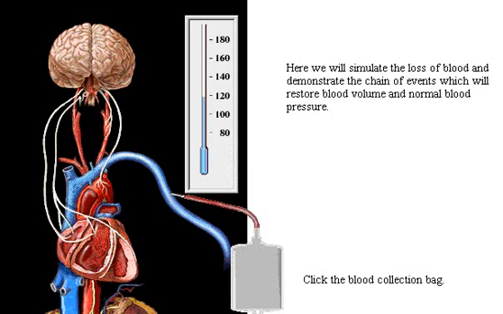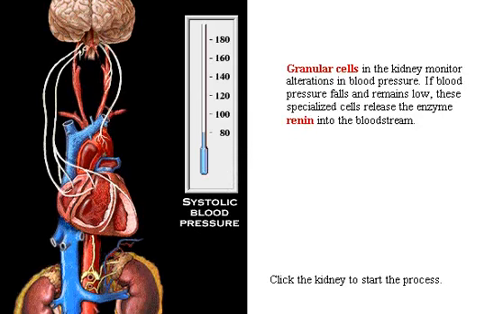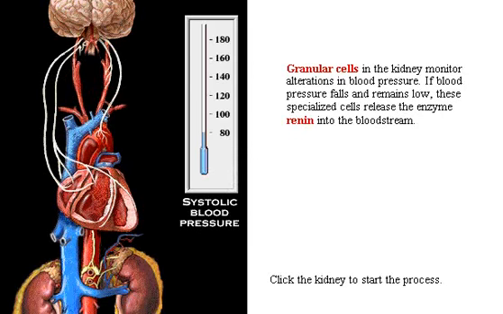Here, we will simulate the loss of blood and demonstrate the chain of events which will restore blood volume and normal blood pressure. Click on the blood collection bag. Granular cells in the kidney monitor alterations in blood pressure. If blood pressure falls and remains low, these specialized cells release the enzyme renin into the bloodstream. Click on a kidney to start the process.